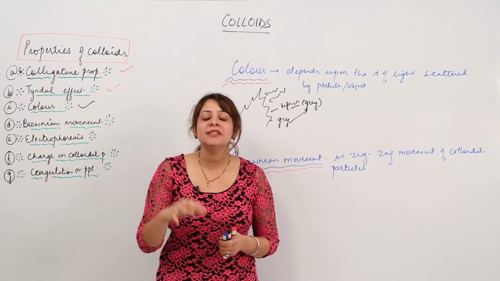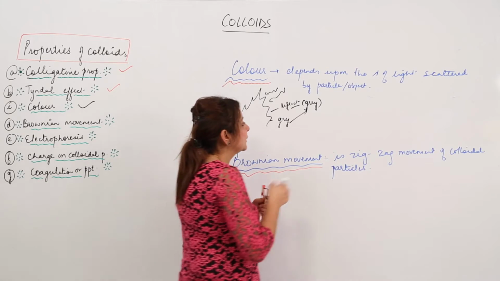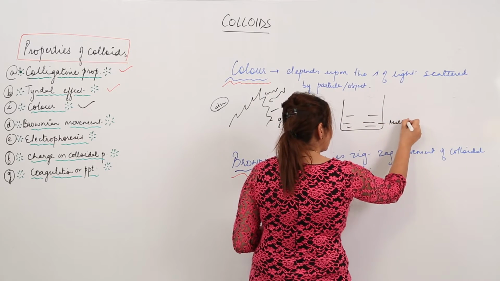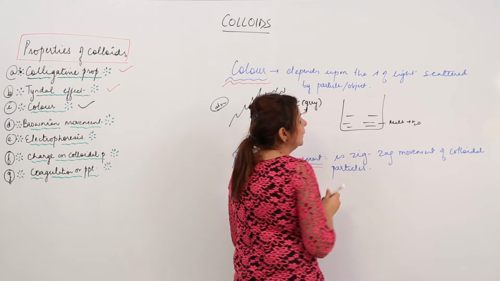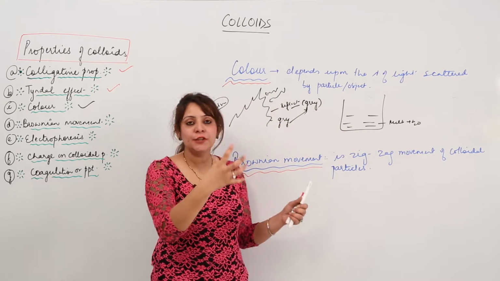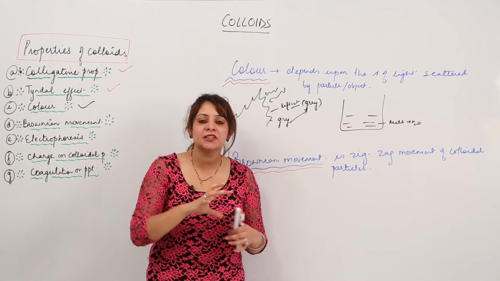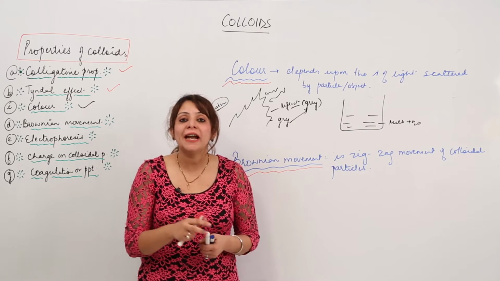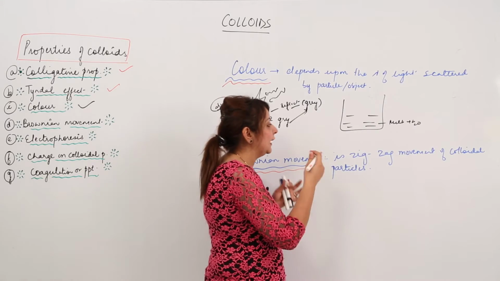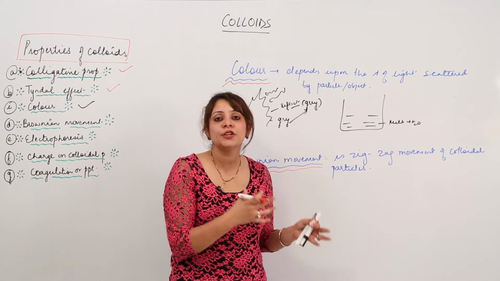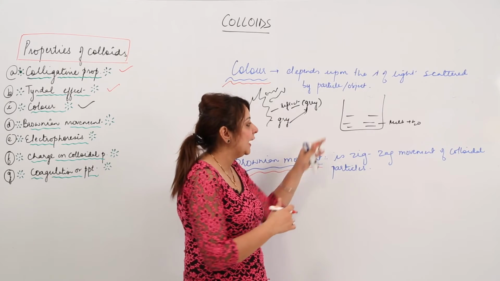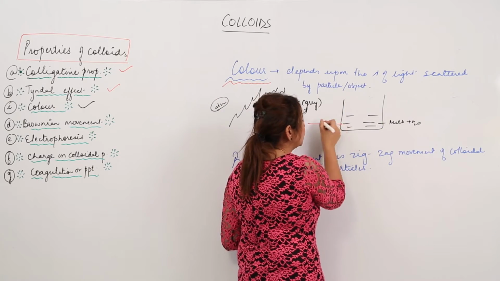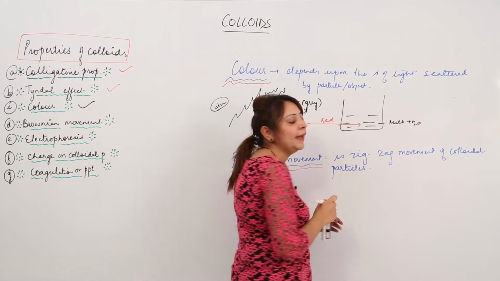Likewise, in a colloidal solution, suppose this is my colloidal solution in which I have milk and water. When light falls on it, it absorbs certain light and scatters some other wavelength of light, and due to the scattering of that wavelength, the colloidal solution has its color. For example, when light falls on it, it scatters red color. That is why it appears to be red.